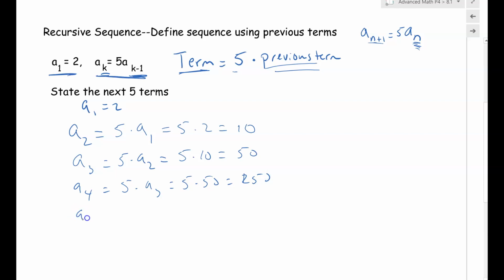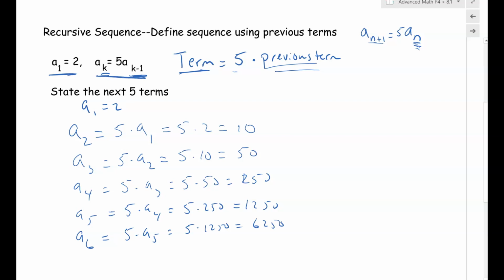If I want the fifth, this did say the next 5 terms, so I'm going to have to keep going here. So 5 times the fourth, that's 5 times 250 is 1250. And then finally, if I want the sixth, that's 5 times the fifth. Oops, jumped ahead there. It's 5 times 1250, which is 6250.